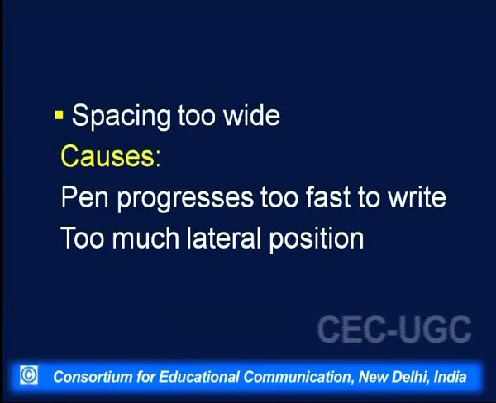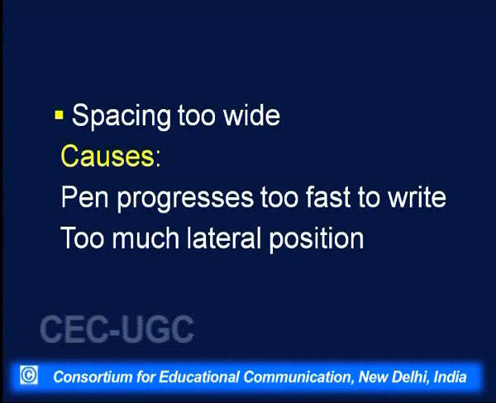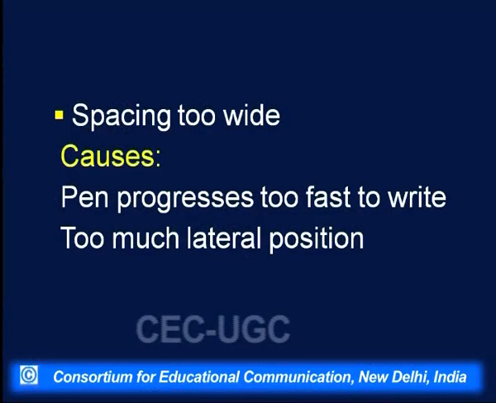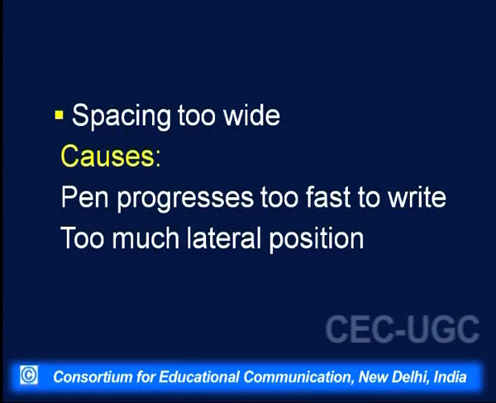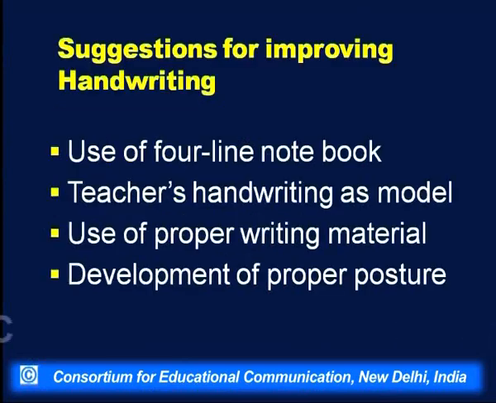When one starts writing, the position should be comfortable. We have to be very careful that the writer or the children should not sit in an uncomfortable position. There must be spacing. Then spacing too wide, because when I spoke to you about the characteristics, I spoke to you about genuine spacing between the letters, between the words, and between the lines. So when there is wide spacing, it has its own defect, it has its own causes. What are the causes? Pen progresses too fast to write and too much lateral position. So our position should be genuine enough.